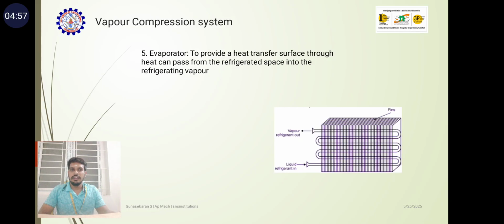Then finally we are seeing the evaporator. The evaporator is a key component in a vapor compression refrigeration system where the actual cooling effect takes place. It is located after the expansion valve and before the compressor. In the evaporator, the low temperature, low pressure refrigerant absorbs heat from the surrounding environment.